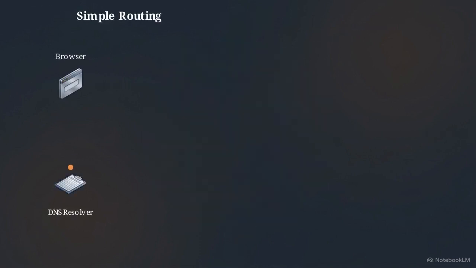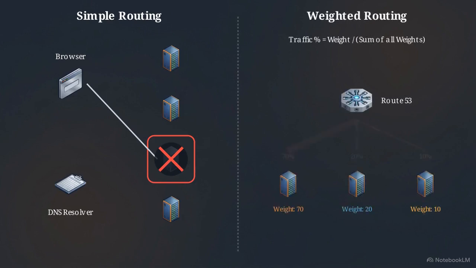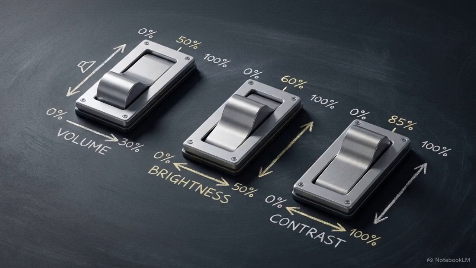Simple routing returns multiple IPs to the browser, which randomly selects one. Lacking health checks, selecting an offline server drops the request. Conversely, weighted routing mathematically distributes traffic based on assigned weights. With weights of 70, 20, and 10, queries perfectly fragment into proportioned pipelines. This granular, percentage-based control makes weighted routing effective for complex deployment strategies.